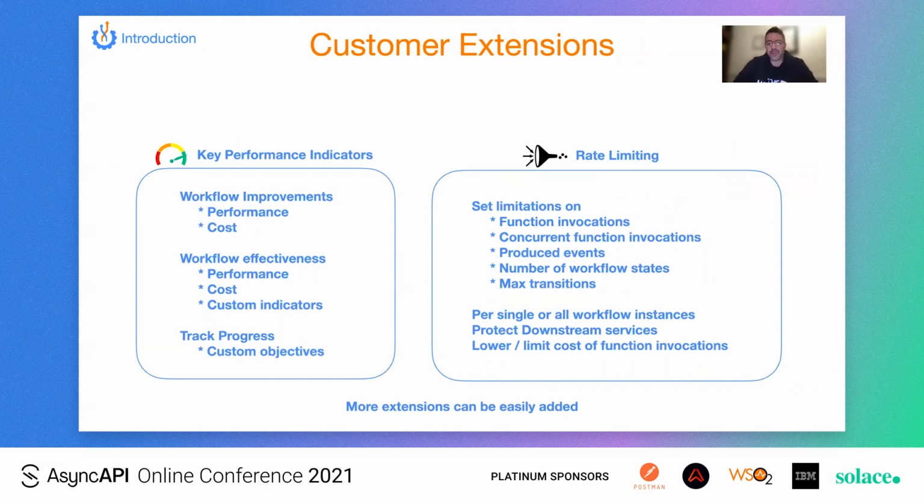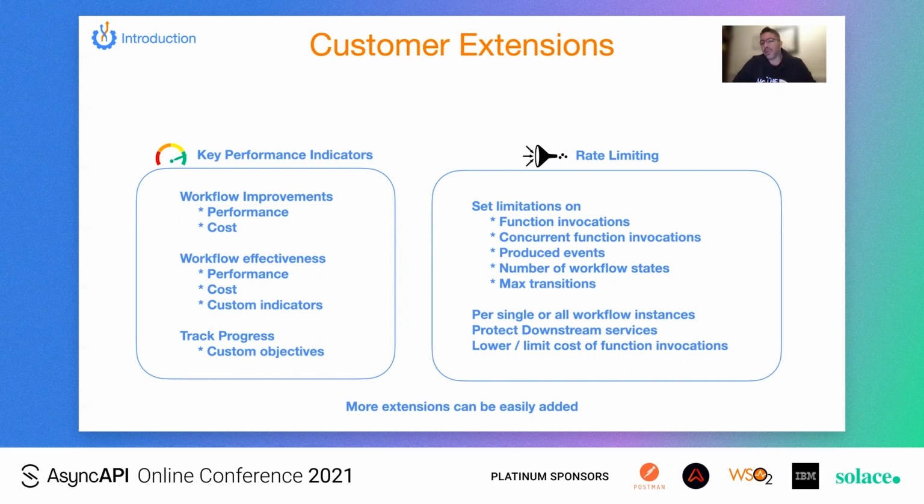Another extension that we provide is rate limiting. You can define on top of the workflow definition, which invokes some services, whether synchronous or asynchronous or whichever way you define them, rate limiting, for example, concurrent function invocations per some sort of time and things like that.